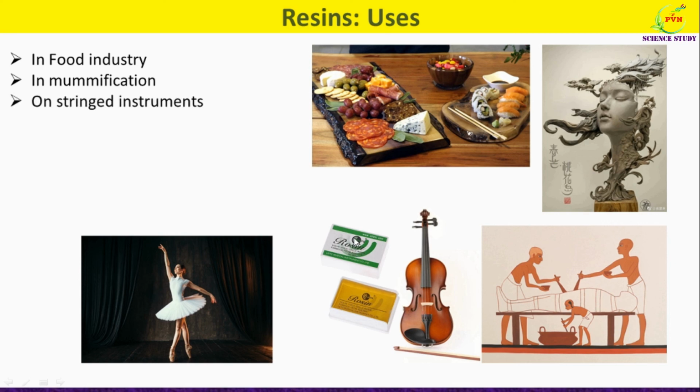Resin in the form of rosin, as you can see here, is applied on the bows of the string instruments such as violin, sitar, sarangi, etc. because of its quality for adding friction to the hair. Ballet dancers may apply crushed rosin to their shoes to increase grip on a slippery floor.